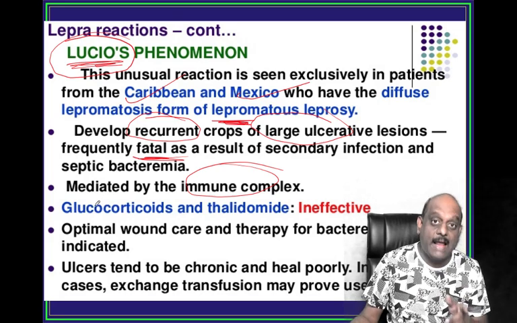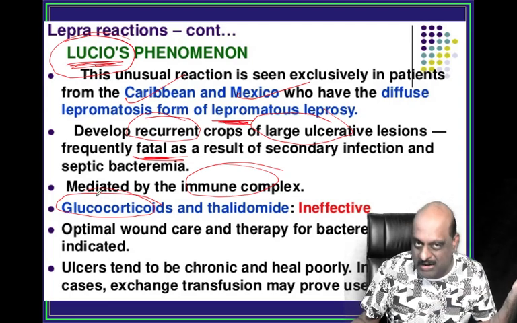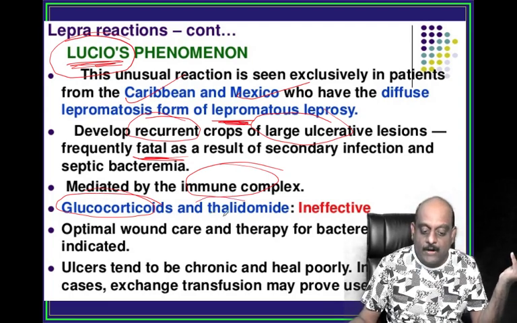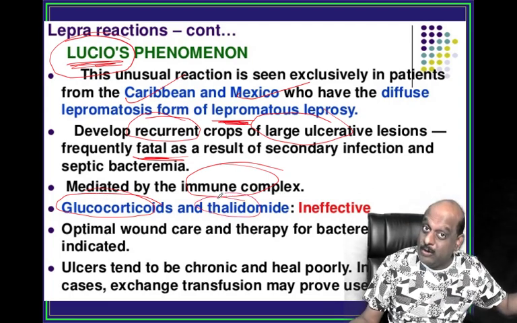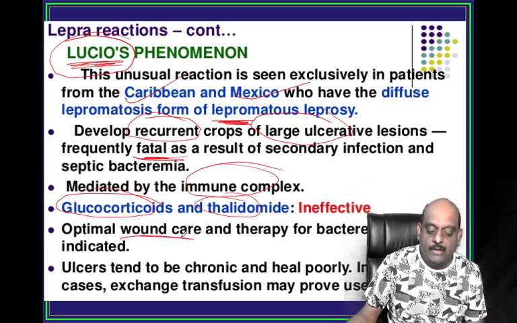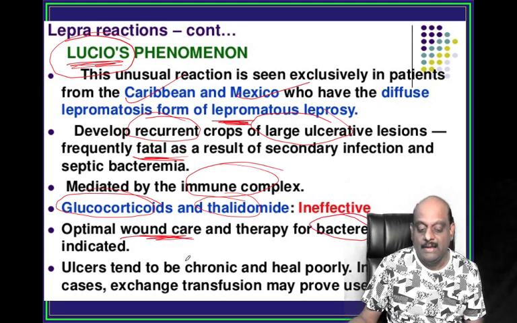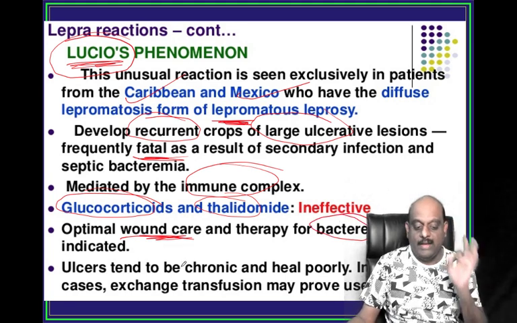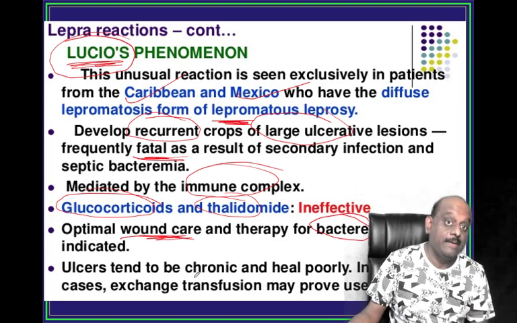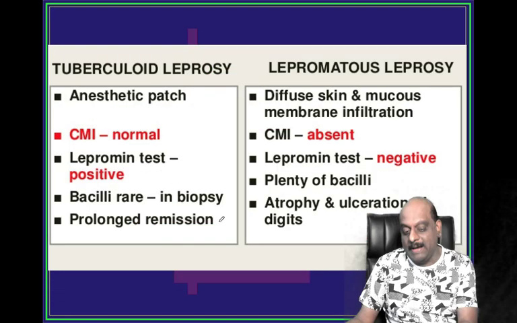Unlike type 1 or type 2 lepra reaction where glucocorticoids are useful, they are not useful in Lucio. Thalidomide, which is useful in type 2 lepra, is not useful in Lucio. You mainly need to give wound care and therapy of bacteremia. That is what you need to do in case of Lucio. But one point you should remember, exchange transfusion has a role in management of Lucio.